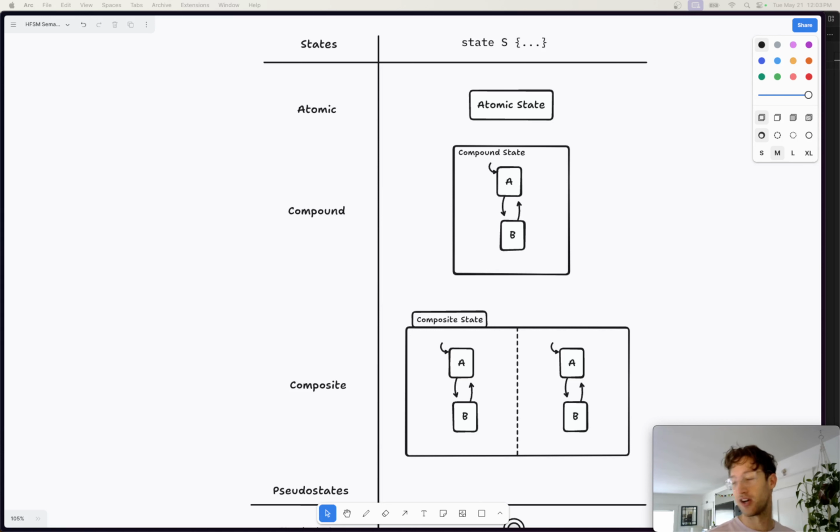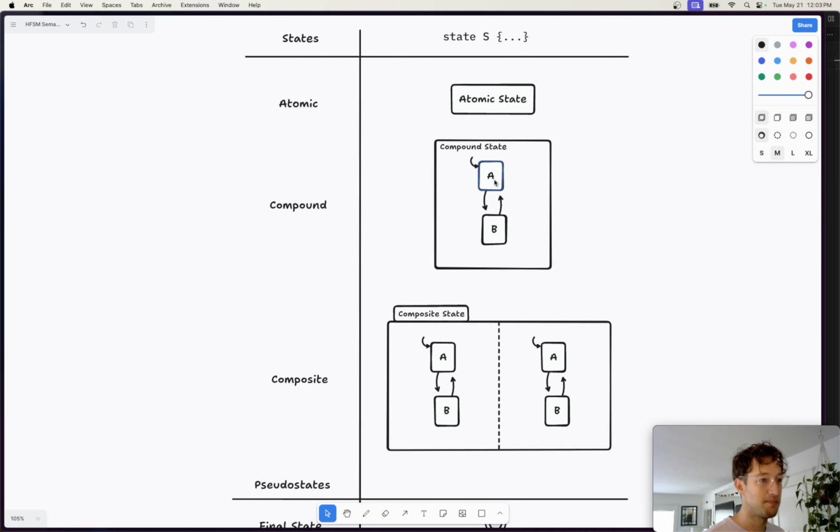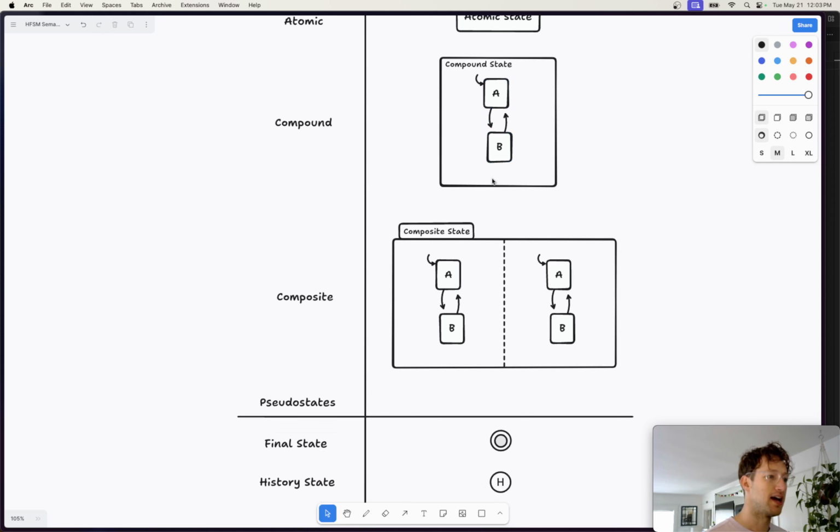The next type of state is a compound state. This is where hierarchy is introduced. Essentially a compound state can contain any depth of states within it. It can be atomic states, like I've visualized here. It could also be another compound state, right? And so there's this infinite nesting that can happen. We'll talk about that a little more in the future.